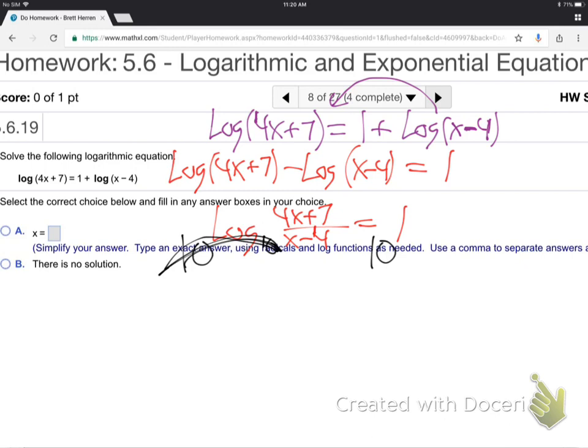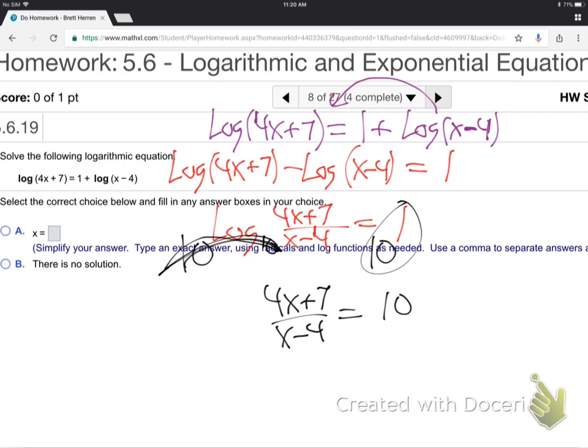Good so far? 2 logs, 1 log, no log. Okay, so then we get 4x plus 7 over x minus 4 equals 10 to the 1. What's 10 to the 1? Which is 10. Now, we're out of the logs, right? We're done with the logs. We're just doing normal algebra now. All the fancy log stuff is over.